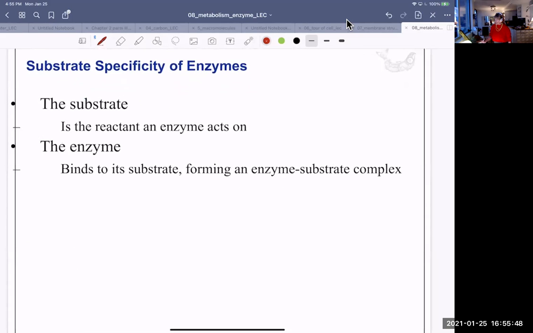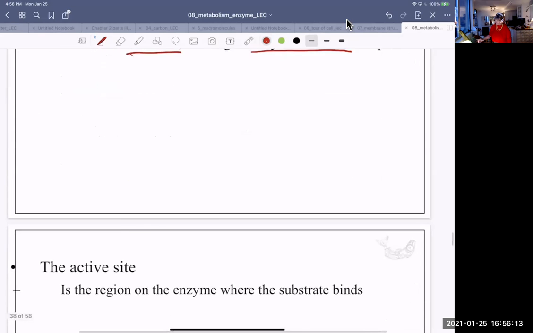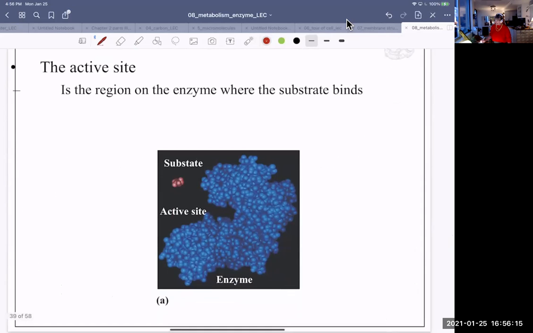So one thing about enzymes, they're very specific. They're not going to go messing around with lots of different reactants. The substrate, that's the reactant that the enzyme acts on. In enzyme terminology, it's called a substrate. The enzyme binds to that substrate, forming what's known as an enzyme-substrate complex. And the enzyme has an active site. So this is a model of an enzyme, and here's the active site. That's the site to which the substrate, it's misspelled there, will bind.